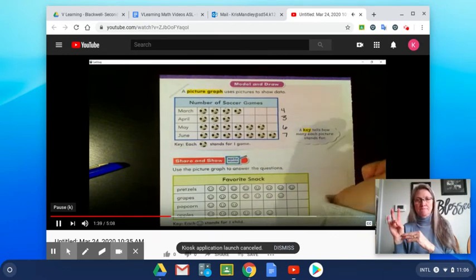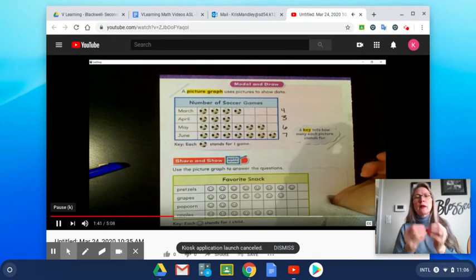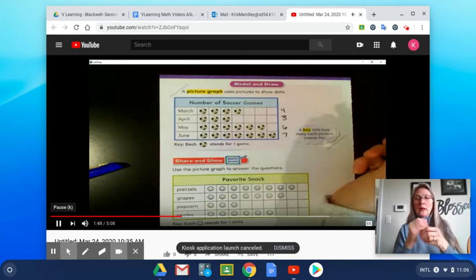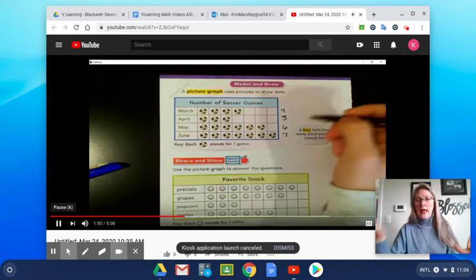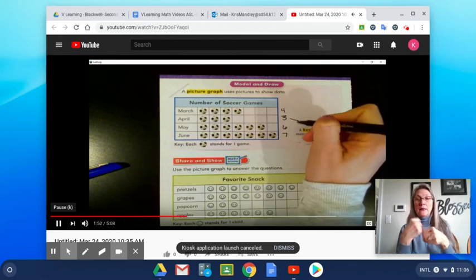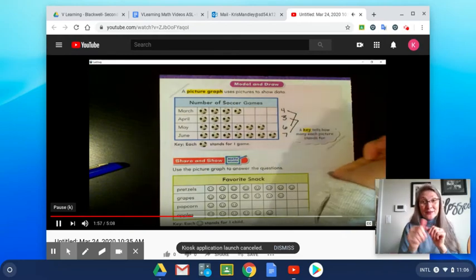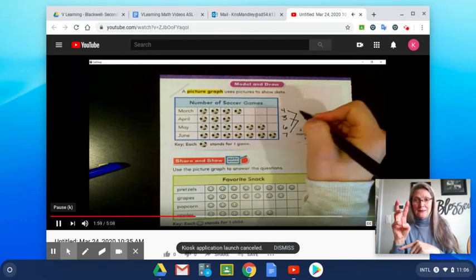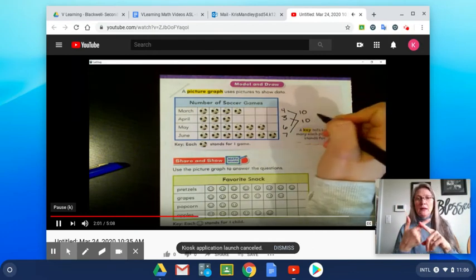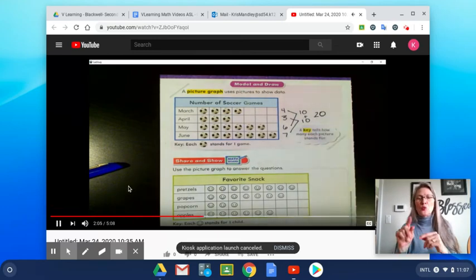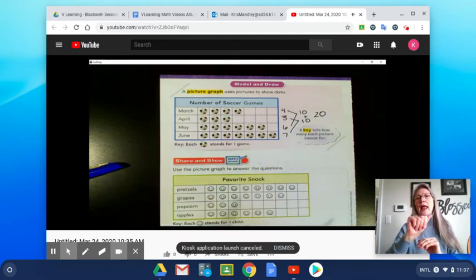What is the total number of games that I have in March, April, May, and June? All I need to do is make a number sentence adding all of them together. I see here I can make a 10 using 3 and 7, and I can make another 10 using 4 and 6. 10 and 10 is going to equal 20. So there's 20 games in the months of March, April, May, and June.